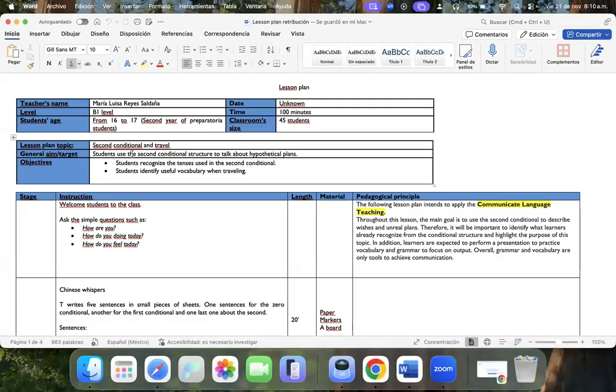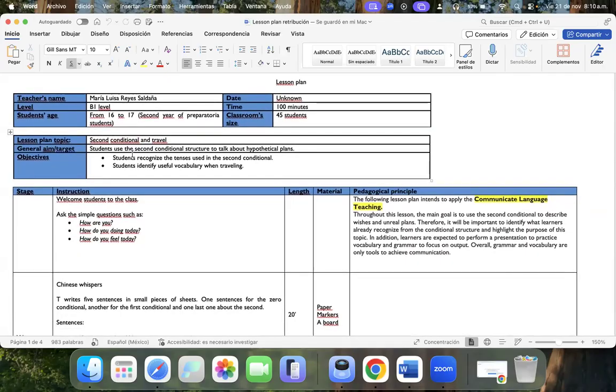I'm gonna show you a sample of how you can plan a lesson plan. This is for when you want to teach grammar and vocabulary only. So the first thing I think you need to understand is that all lesson plans are just a guidance that you need to follow.